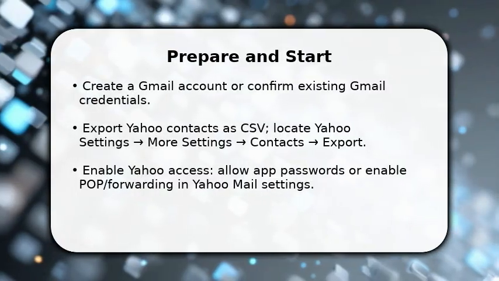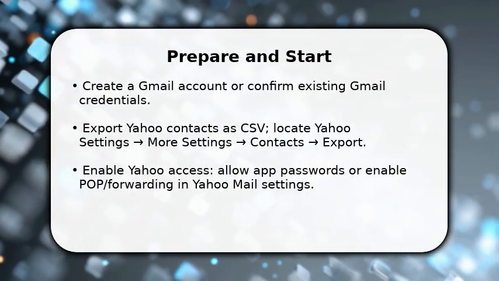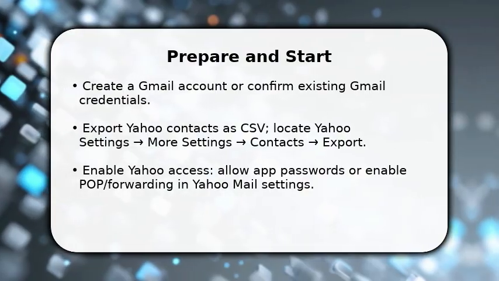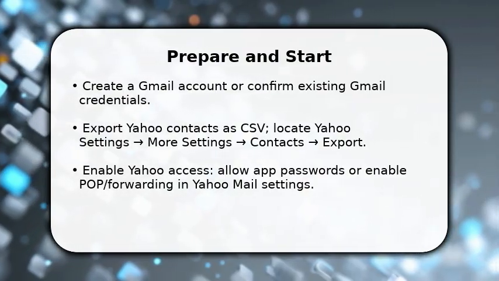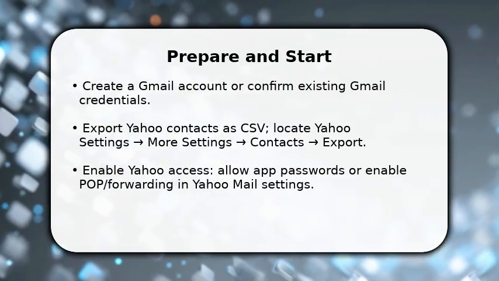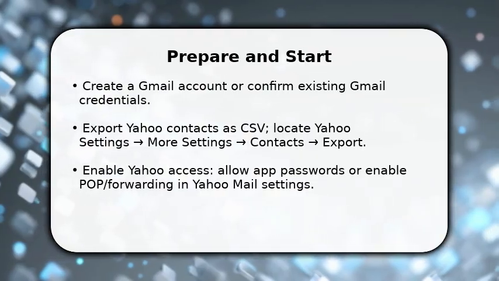You start by creating or confirming your Gmail address and securing access. Once done, export your Yahoo contacts as a CSV so names, numbers, and emails move cleanly. Next, make sure Yahoo allows external access. Enable POP or set an app password if two-step verification is on.